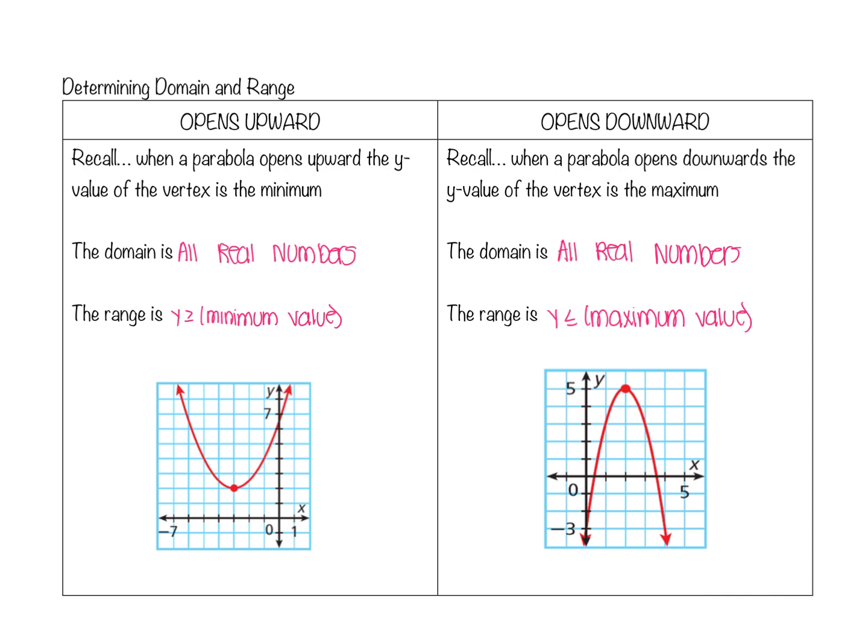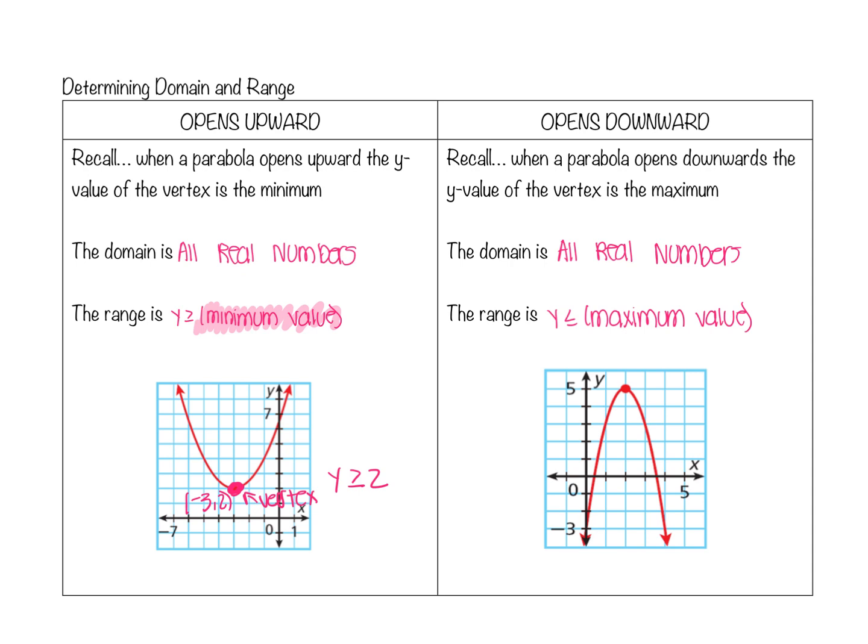So if your graph opens up, like we said, your vertex is a minimum. So this point right down here, this is the vertex, and it's a minimum because it is at the bottom, and it's the smallest value. So that means all of the other y values have to be larger than that. That tells you that your range is going to be y is greater than or equal to whatever your minimum value is. In this case, you would actually plug in a number here. So for example, the range on this one is y is greater than or equal to, this point here is negative 3, 2, so y is greater than or equal to 2.